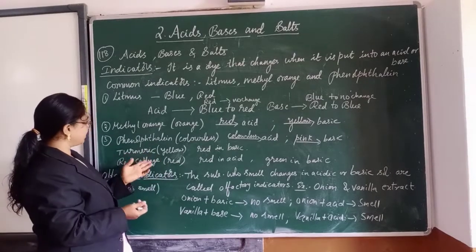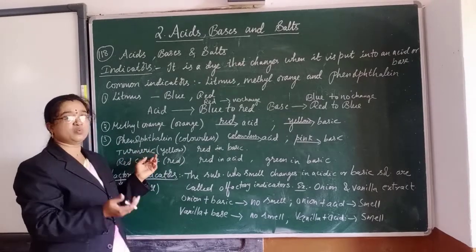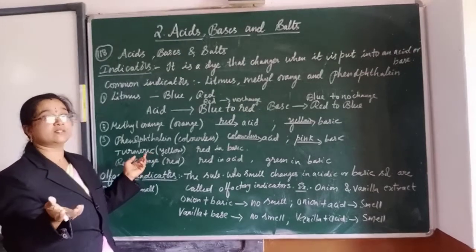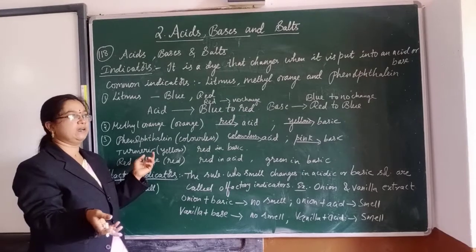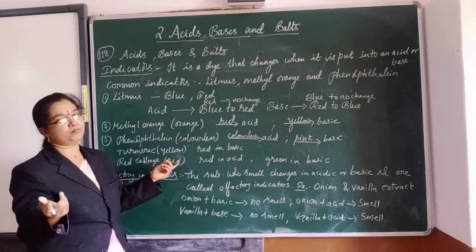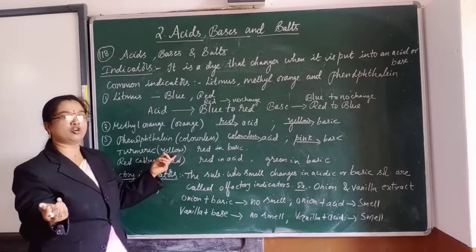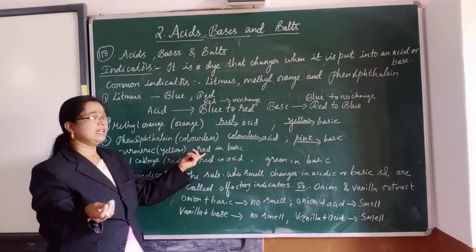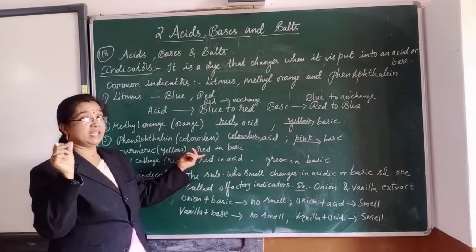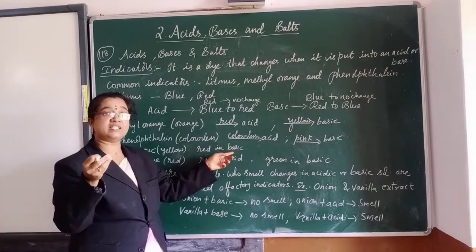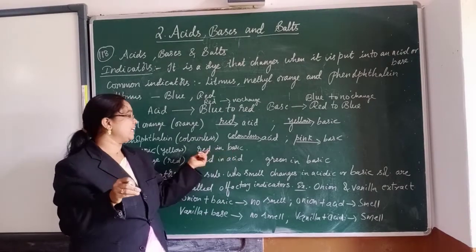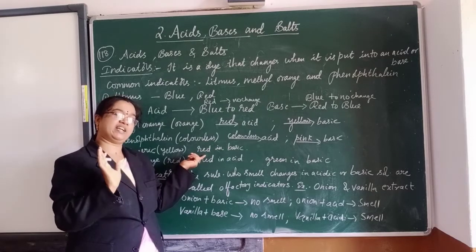Okay, 2 more natural indicators are there, that we use in our houses. That is turmeric. Turmeric is also a natural indicator. The general color of turmeric is yellow. We all know, isn't it? And if any base is added to the turmeric, immediately it changes to red color.